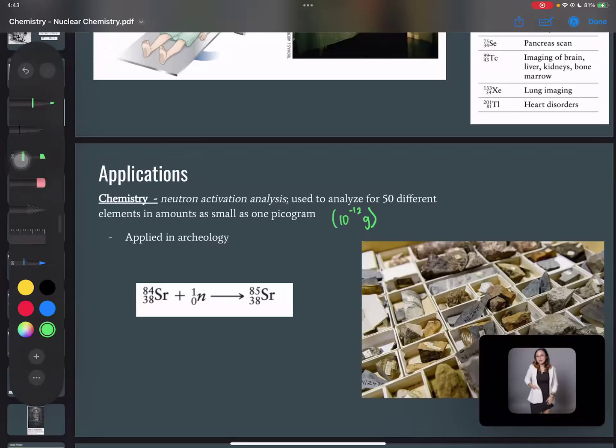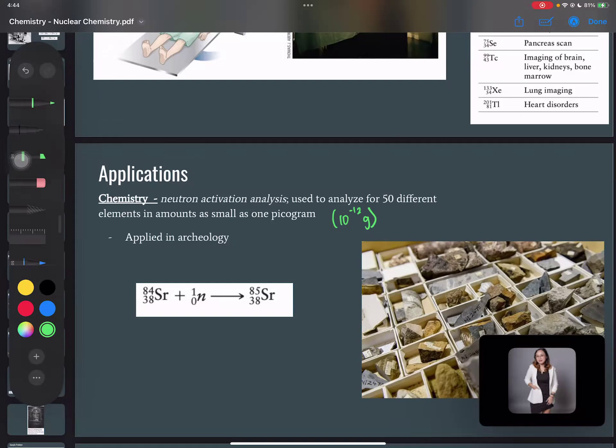Other applications are in chemistry, which is the neutron activation analysis. In neutron activation analysis, this is a technique where radioactivity is induced by bombarding a stable isotope with neutrons. A great application for this one is in archaeology, wherein human bones before were bombarded with neutrons, or a sample is bombarded with neutrons, like strontium for example.